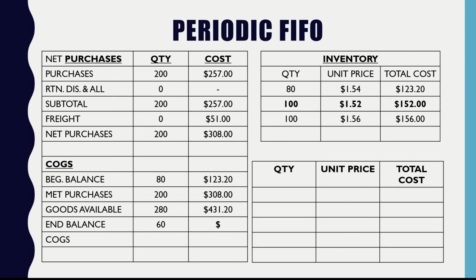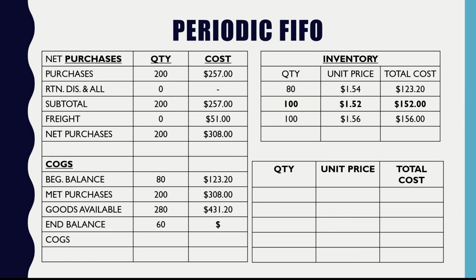Now, in the given scenario, we know for a fact that on June 30th someone went down to the basement and took a physical count and found that 60 items are left on hand. And with that, we know how to calculate our cost of goods sold.